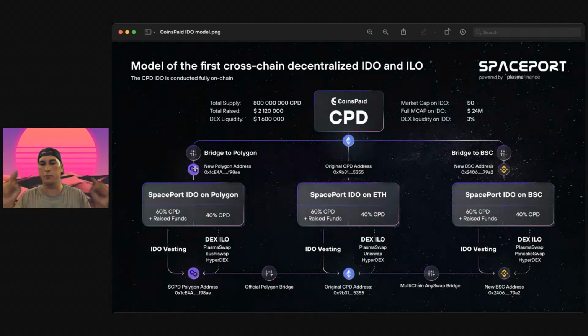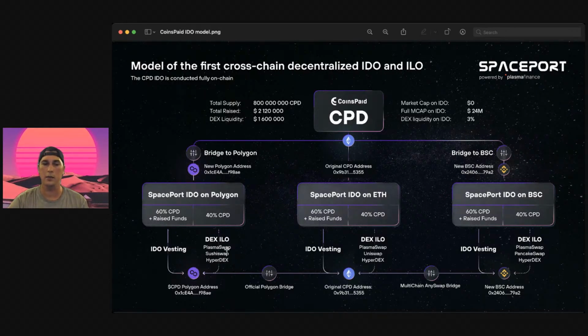And then when they bridged this amount of tokens, they put it all on the Spaceport smart contracts on each chain. Part of these funds will be sold as an IDO, and part of them will go on the DEX. And in each chain, you can see what DEXs will be open in the next minute after the IDO is successfully finished.